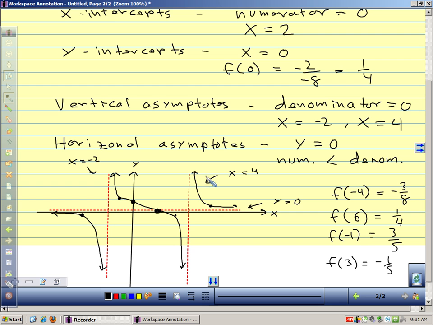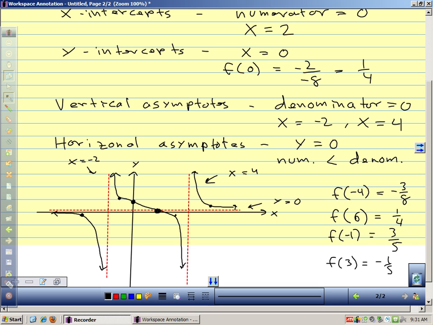So we plot these additional points to get an idea of how the function looks, how it behaves between and beyond our asymptotes. If you're not sure, you can always plot a few more points to get the idea of the shape. We could plot a point here. We could plot another point out here, further out here. So if it helps you to see the graph, you can plot more points. But we plot those additional points to get the idea of what the graph looks like. Questions on that?